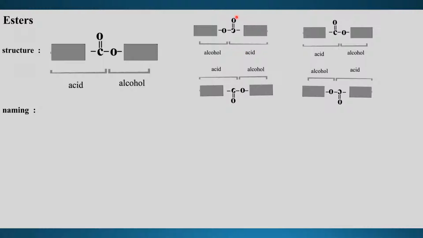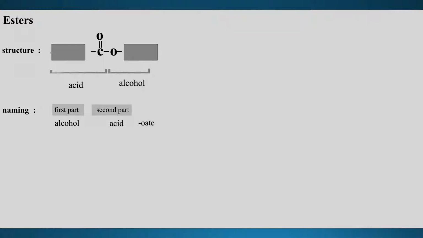Acid part: the first double bond O is the acid. Then you can do the naming. Naming rule: divide into the first part, alcohol, second part, acid, then OATE.